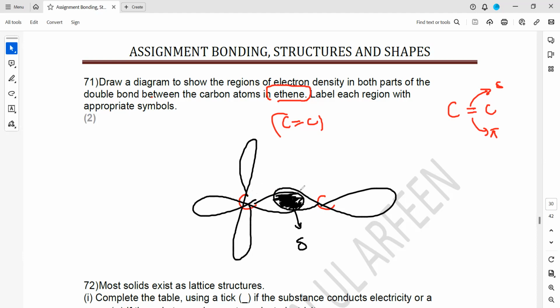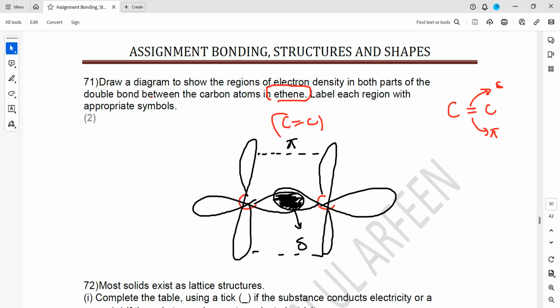And then one of the axes, the y-axis, is there, so there will be attraction from the top and from the bottom as well. As a result of this attraction, there will be a pi bond. So you have to show a sigma and the pi bond between the two carbon atoms. Is it clear? This is the same thing we did yesterday.